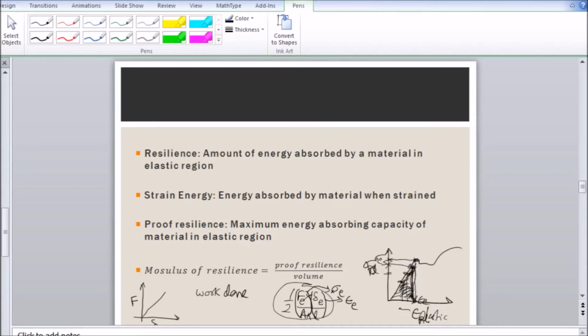So half sigma E into epsilon E, that is nothing but area covered under this curve in stress strain diagram up to the elastic zone. So this gives us modulus of resilience, proof resilience divided by volume. So understand, when I am finding area under force and displacement curve, we get energy. When we are finding area covered under stress strain diagram, we find strain energy per unit volume. That is the difference between area of stress strain diagram and area under force displacement diagram.